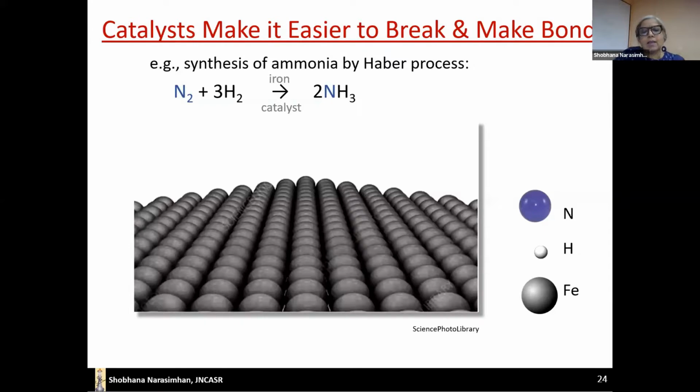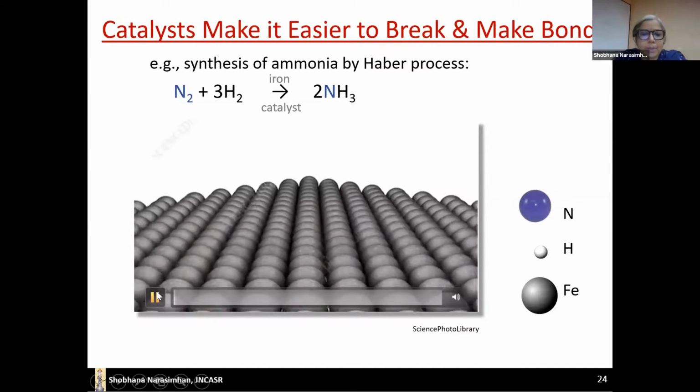So this is again the Haber-Bosch process, again an animation of it. But now this is a more realistic depiction of what happens. So let me show you. This gray surface is the iron catalyst. And now let's see what happens.